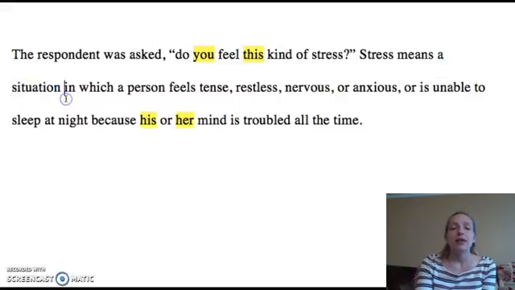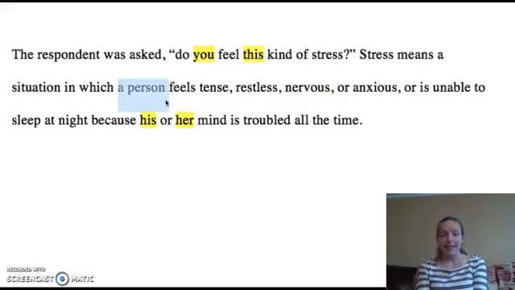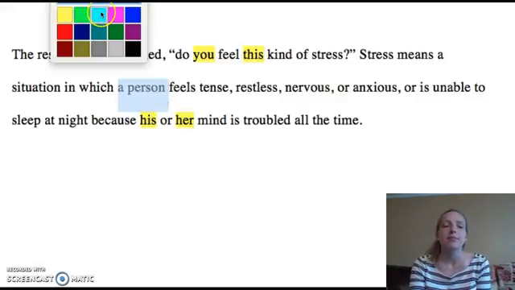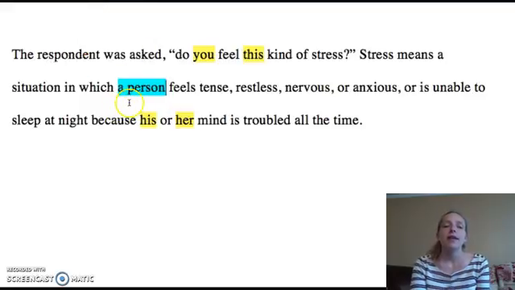Stress is a situation in which a person is singular, and it definitely is alive. So this may be the answer we're looking for. Let's highlight it in blue. In which a person feels tense, restless, nervous, or anxious, or is unable to sleep at night because his or her mind is troubled all the time.